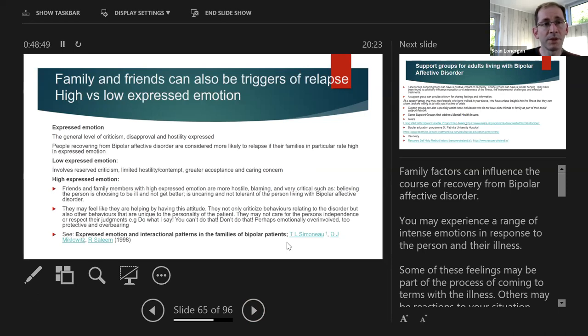Just to briefly follow up on what I mentioned earlier around expressed emotion, this refers to the general level of criticism, disapproval, and hostility expressed. People recovering from bipolar affective disorder are considered more likely to relapse if their families rate high in expressed emotion. Low expressed emotion involves reserved criticism, limited hostility and contempt, and greater acceptance and caring concern. So if, when you explore it, a patient of yours with bipolar has a family system with a lot of hostility, blame, and criticism for them not getting better or being ill or the impacts of their illness, that would leave them much more likely to relapse or have a worse prognosis going forward. So family intervention would likely be helpful, to try to move from high expressed emotion towards low expressed emotion if possible.